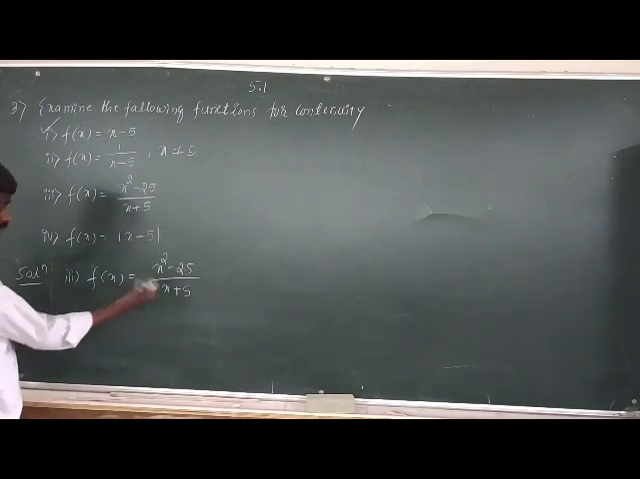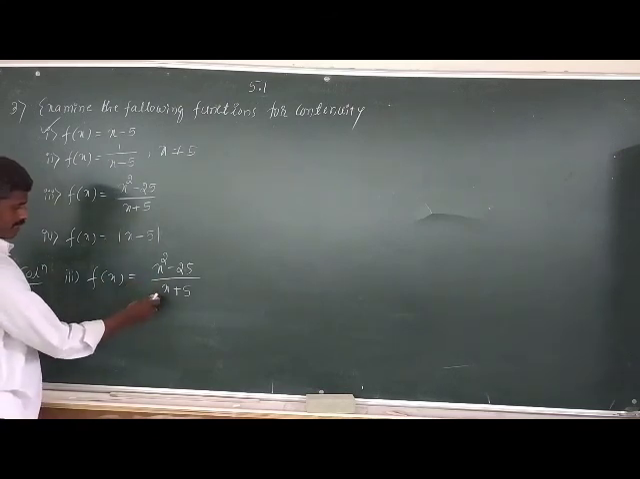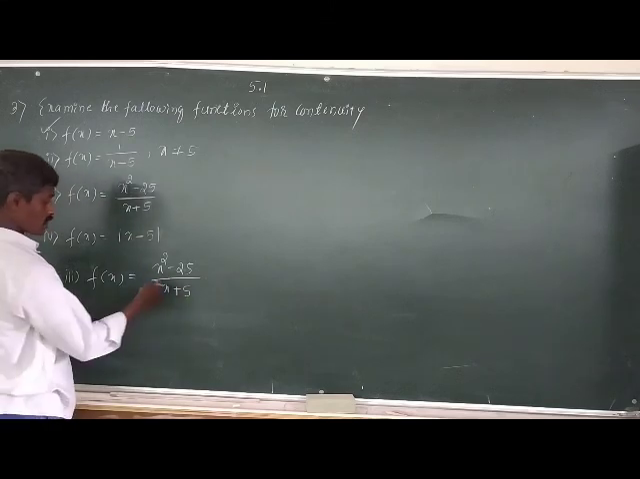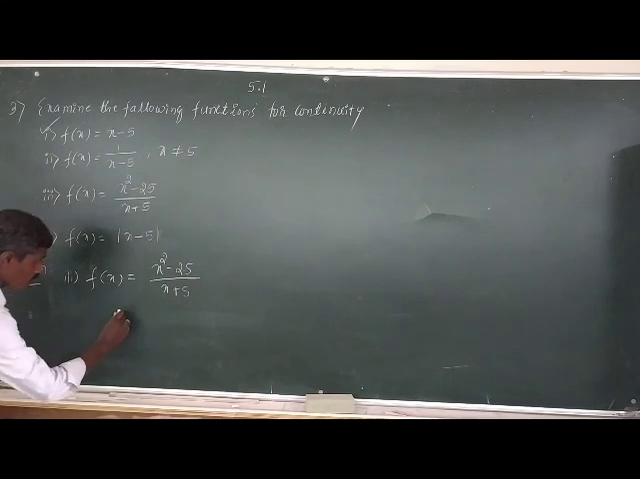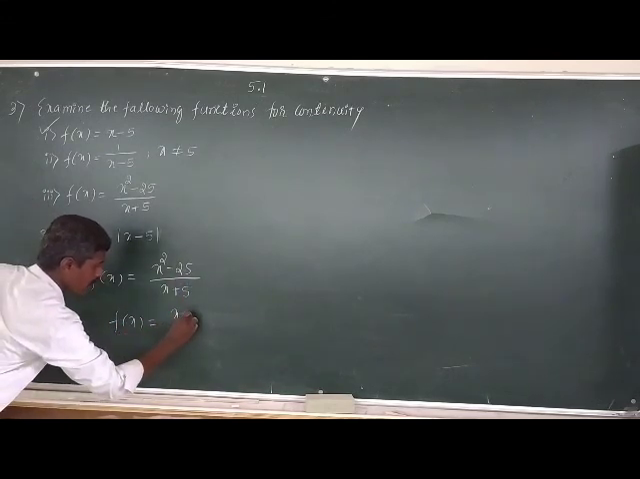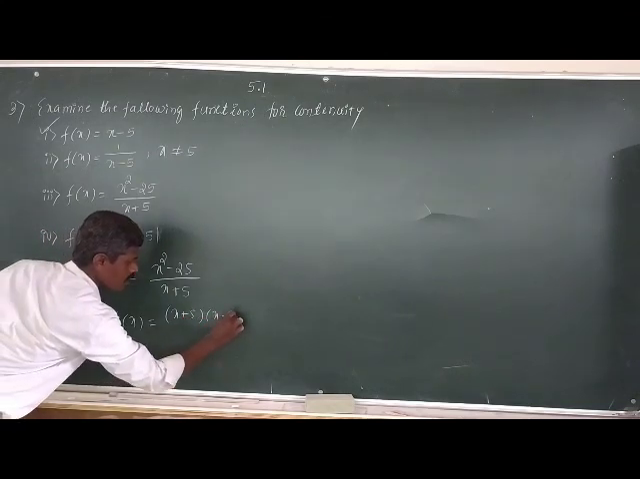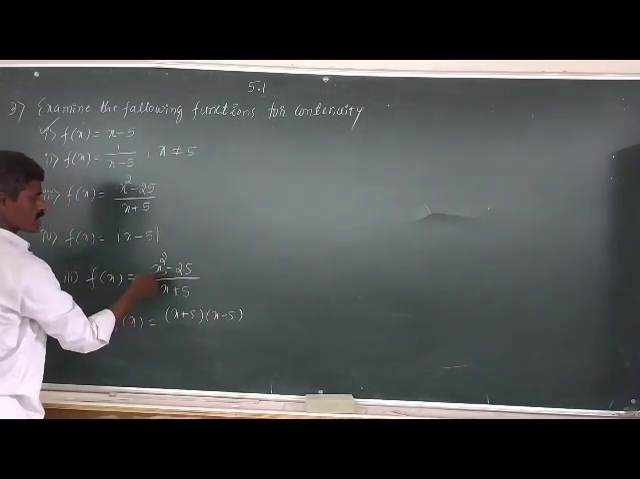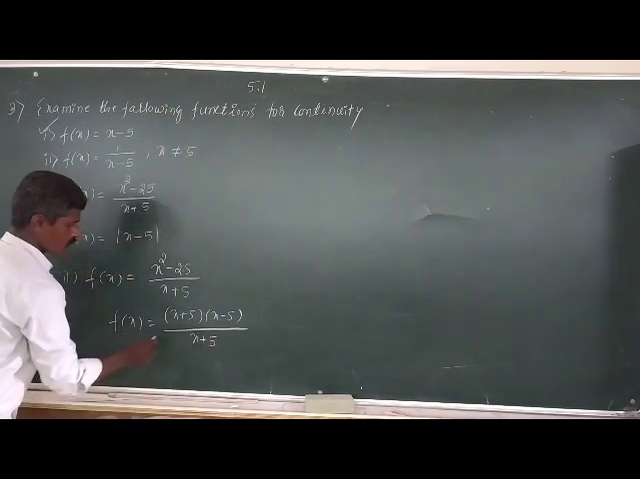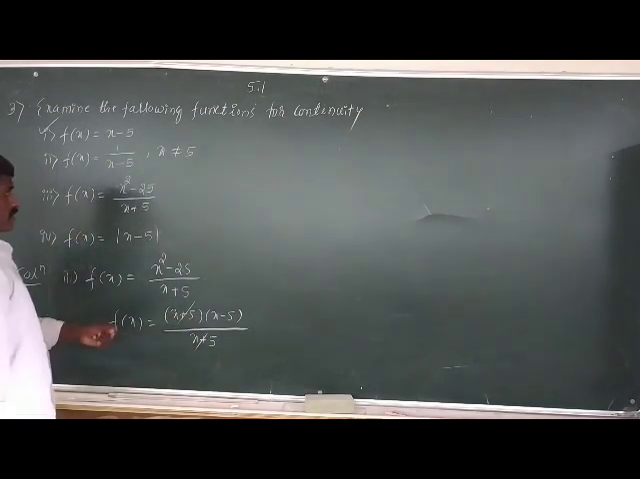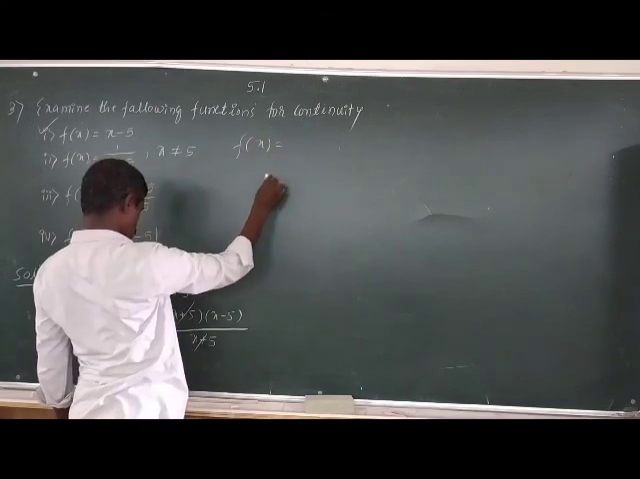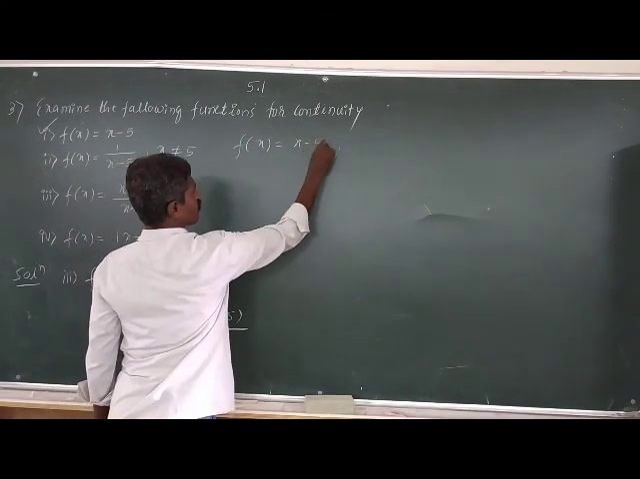See here, the function is not defined, or is in indeterminate form, when x is equal to 5. Therefore, we have to rewrite it as f of x is equal to, in the form of x plus 5 into x minus 5, because a plus b into a minus b is equal to a square minus b square, divided by x plus 5. So here x plus 5 gets cancelled. So the function becomes a polynomial function. f of x is equal to x minus 5.